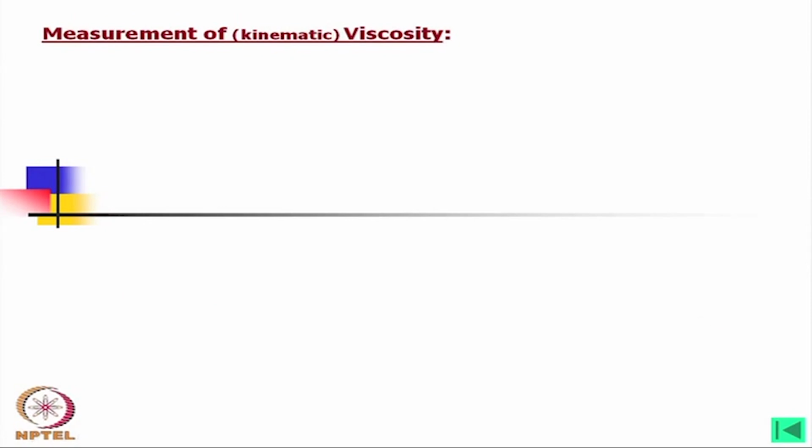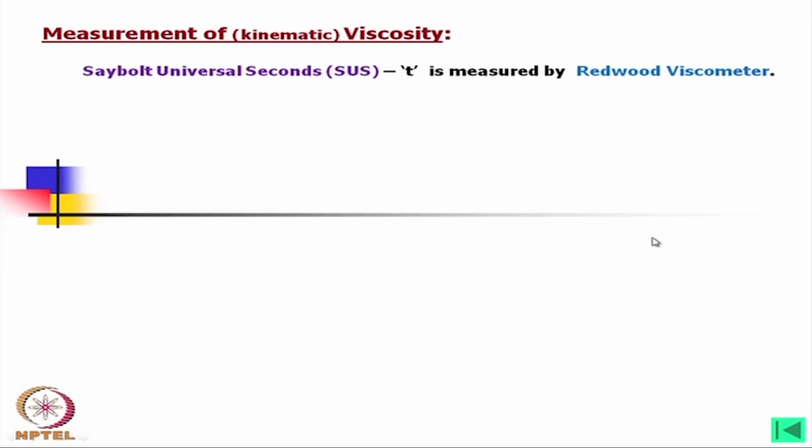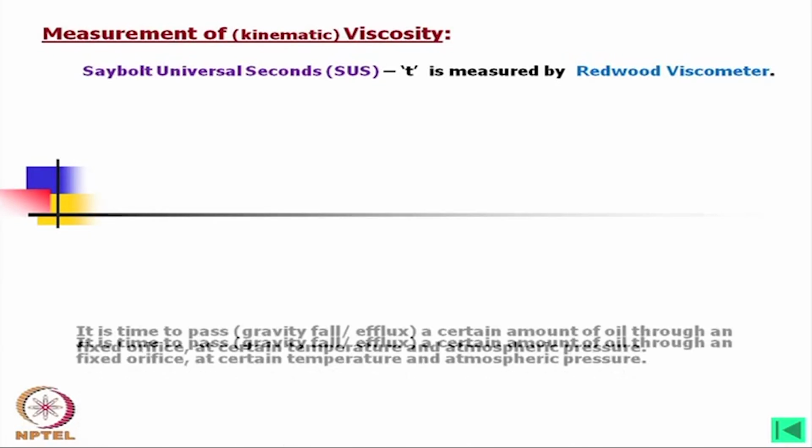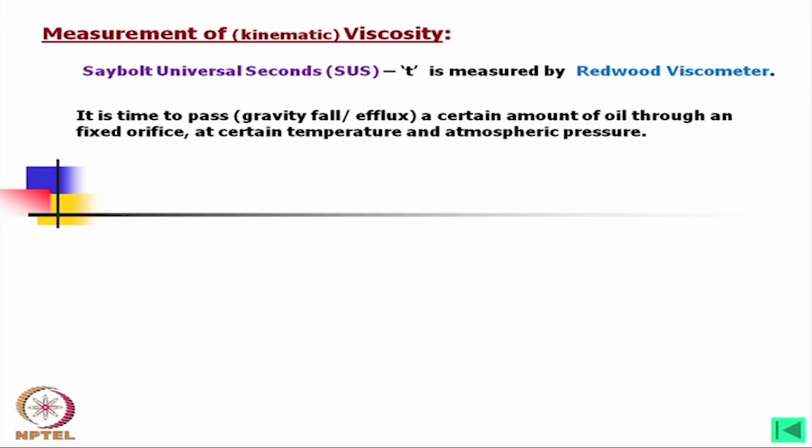Measurement of kinematic viscosity. Saybolt universal second is a time measured by a reduced viscometer. What is it? A certain amount of oil is taken and we measure the time to pass, usually by gravity fall or flux, a certain amount of oil through a fixed orifice at certain temperature and atmospheric pressure. The time which is counted is called Saybolt universal seconds.